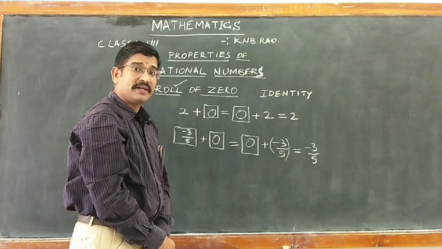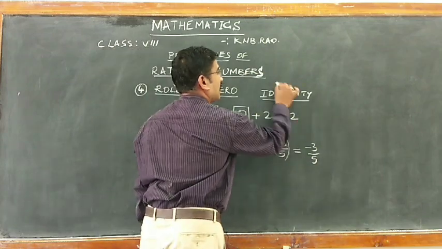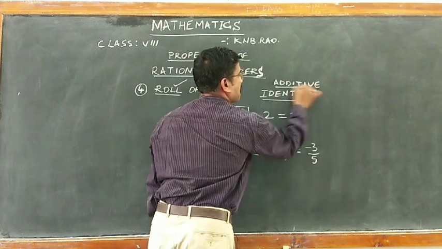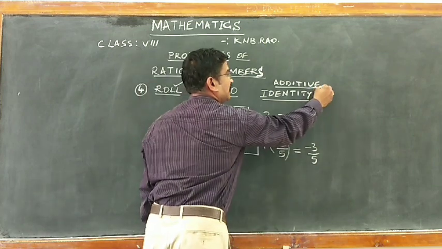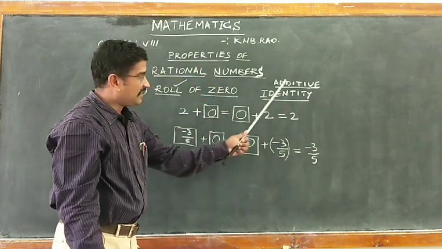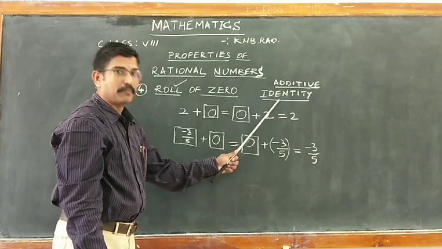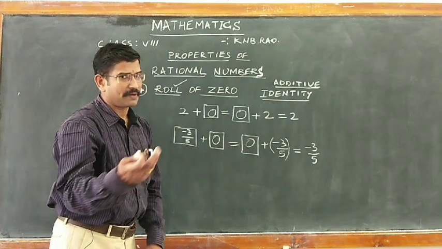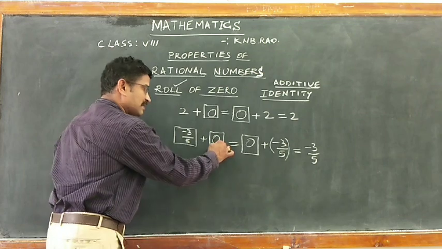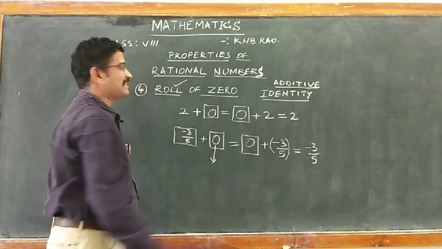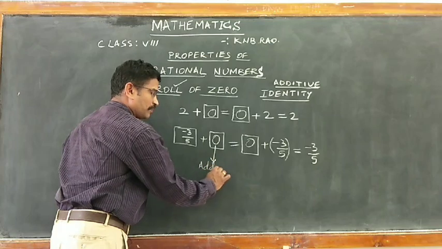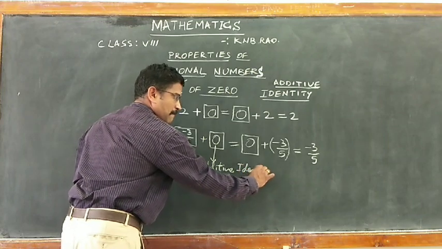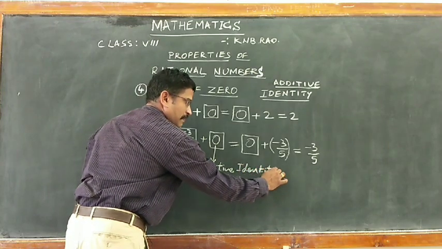And what type of identity is it? It is additive identity. That means additive identity is the identity property under the operation addition, or with respect to the operation addition. So, this 0 is specially called the additive identity element.